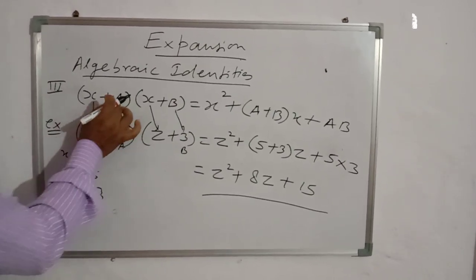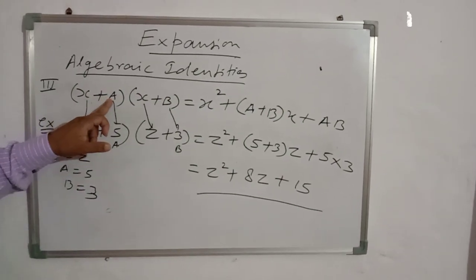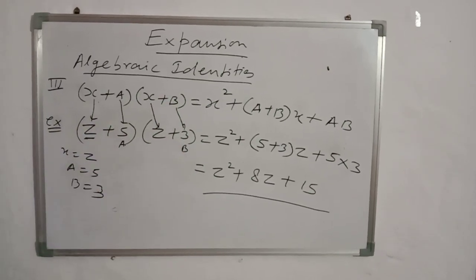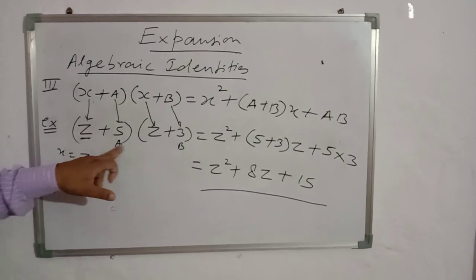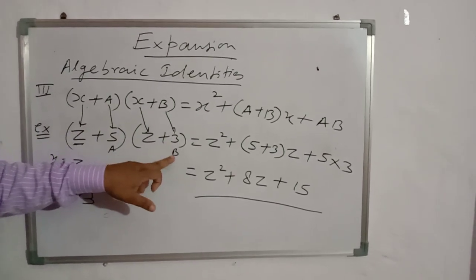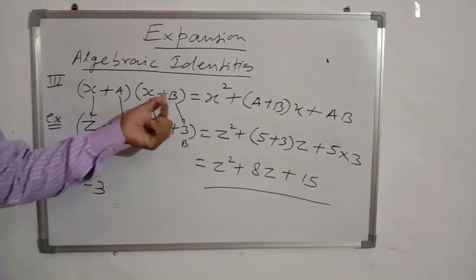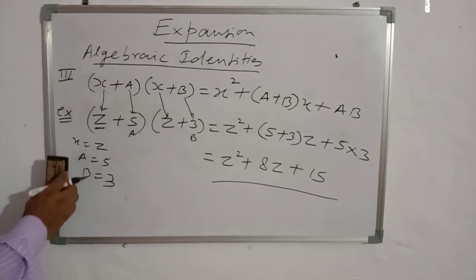Here we will take the values of a and b with sign. Here the value of a is plus 5, value of b is plus 3. If minus 5 is there, we will write a is equal to minus 5. If minus 3 is written here, we will write b is equal to minus 3. So in this identity, we have to consider the values of a and b with sign. See one more example.